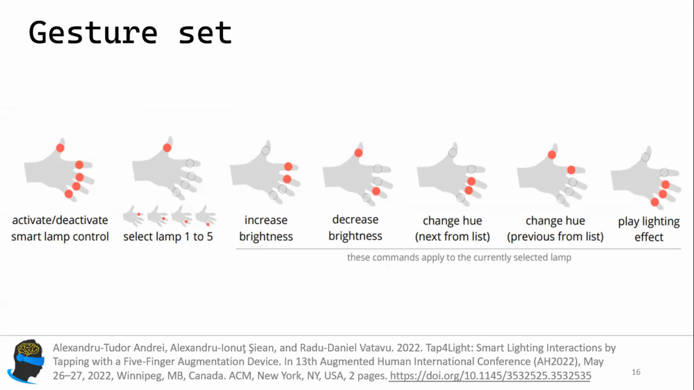Selecting a lamp is performed by tapping with the finger associated with that lamp. Increasing the brightness of the currently selected lamp is performed by tapping with the index and the middle finger, which corresponds to the up arrow key from the Tap2 keyboard vocabulary. Decreasing the brightness is done by tapping the index and the ring finger simultaneously. Also, the user can select from a list of predefined colors by performing the next color and the previous color gestures that correspond to the left and the right arrow keys. Finally, a lighting effect is activated by tapping with the middle, ring and the little fingers.